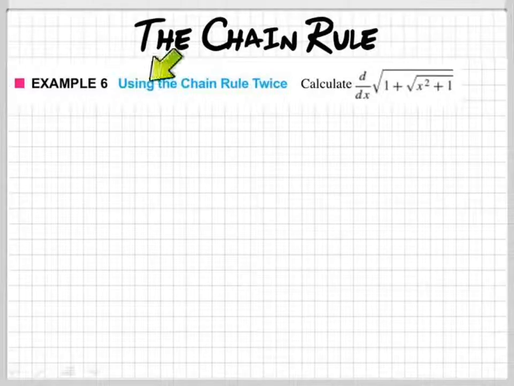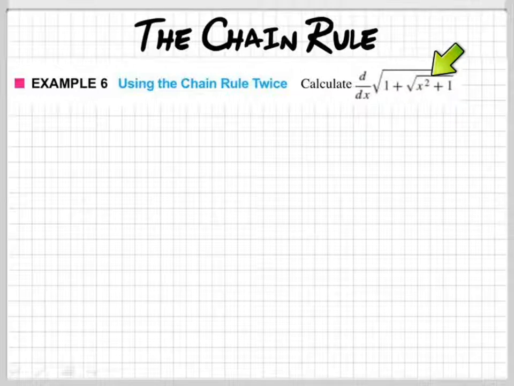Okay, now it's kind of obvious. We're going to use the chain rule twice. But in here, you should be able to see that there are three different functions going on. Let's start from the inside and work our way out, because I always think it's easier to identify the most inside function first.